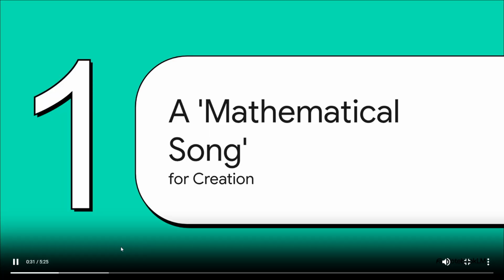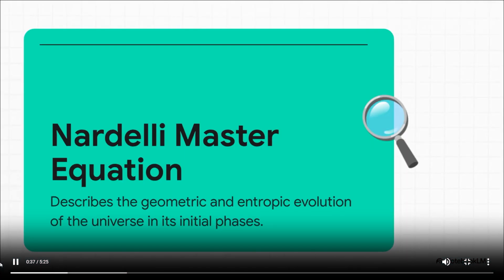All right, so let's get into it. What exactly is this equation supposed to be doing? What's the claim here? At its core, you can think of it as a proposed bridge. It's trying to connect the pure, perfect world of mathematics with the messy, physical reality of our universe's origin. It's trying to write one single rule that describes how the universe's shape, its geometry, and its growing complexity, or what scientists call entropy, evolved together right at the very beginning.